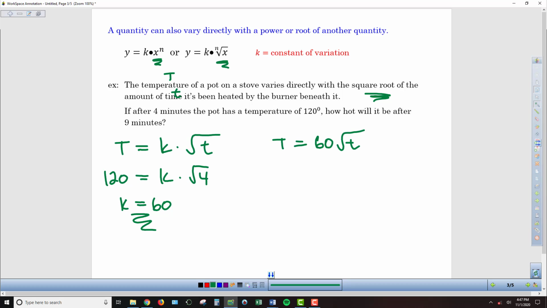So there's our model. And now we want to know how hot the water will be after 9 minutes. So I'm just going to replace the lowercase t with 9. So we get T equals 60 times the square root of 9. So 60 times 3. So our temperature is going to be 180 degrees.